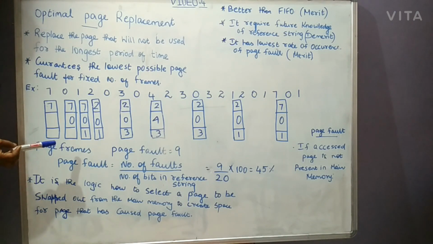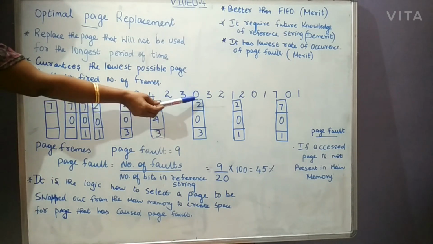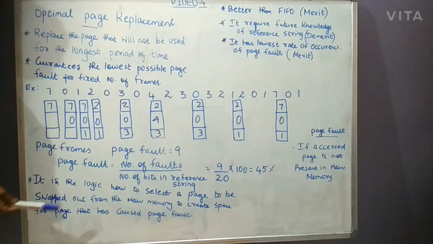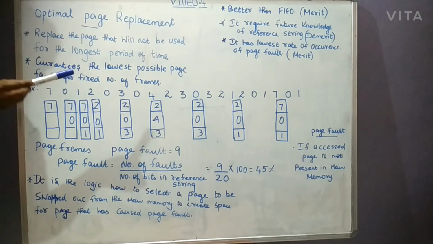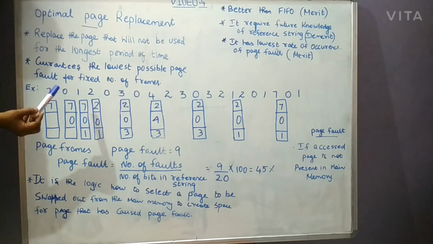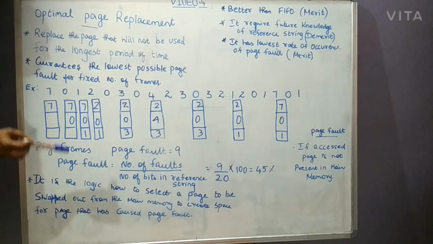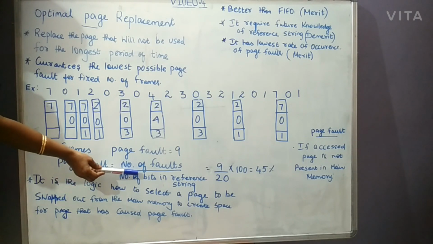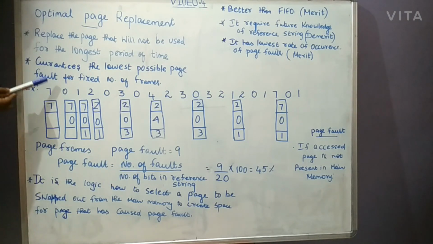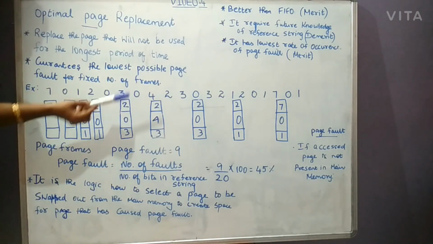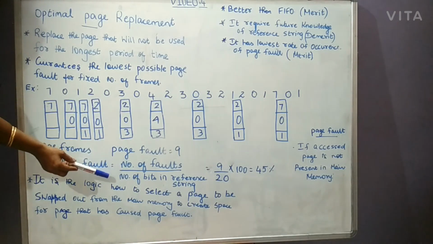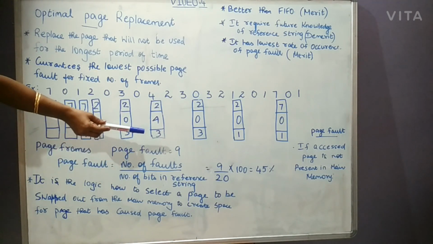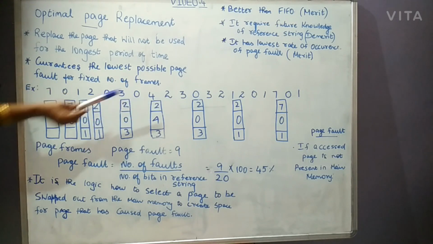Now count how many page faults occurred: 1, 2, 3, 4, 5, 6, 7, 8, 9. So the page faults are 9. What is a page fault? When the page being accessed is not available in main memory, we call it a page fault. The page fault rate formula is the number of faults divided by the number of entries in the reference string. The number of faults is 9, the length of the string is 20. So 9 by 20 into 100 is 45%.